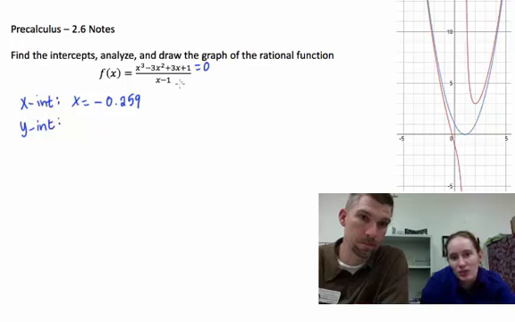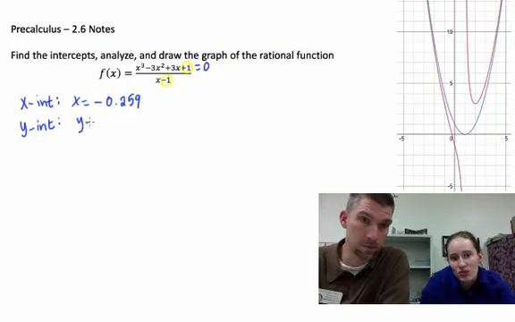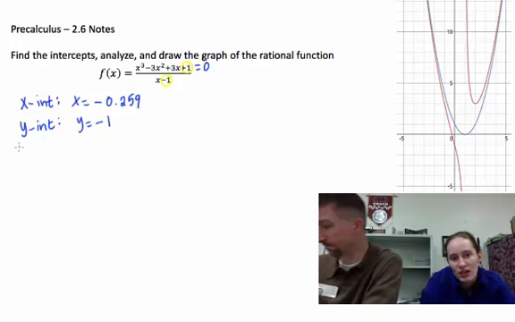Y-intercept. Everywhere the x is, I put a 0, which is going to leave me over here with 1 over -1, because everything else is going to cancel out, which means that y equals -1 is our y-intercept. That's what it looks like on the graph too.